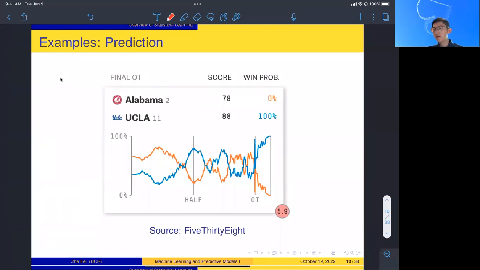This is a typical example if you follow sports events. Nowadays, during the live broadcast, sometimes it would provide a so-called live winning probability, right? This winning probability changes as the game goes on. The plot below the box score shows the probability, and as indicated by the blue curve, the blue curve is the probability of UCLA winning the game.